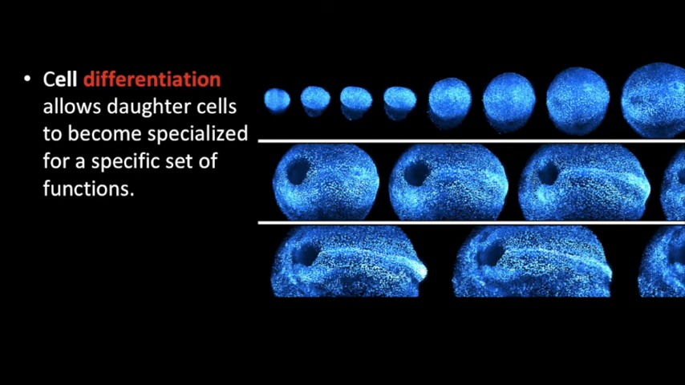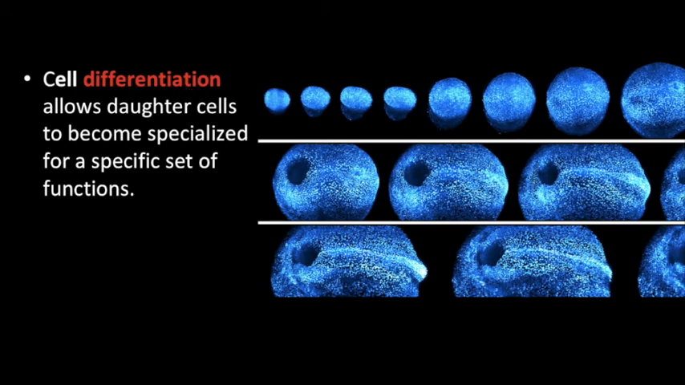Lastly, I want to talk about cell differentiation. This is what allows daughter cells to become specialized for a specific set of functions. If you have two cells that are dividing and creating two genetically identical daughter cells, then if you are born from one cell that's divided many, many times, how do you now have cells that are very different from one another and able to do different kinds of roles? Skin cells, blood cells, muscle cells, neurons. It's all due to differentiation, which happens later on in the life of a cell.